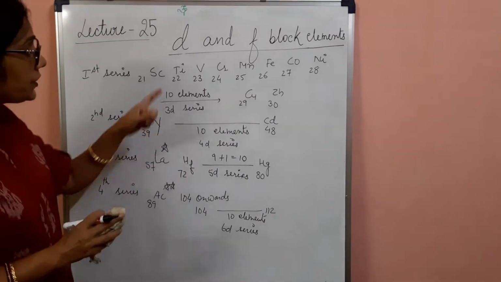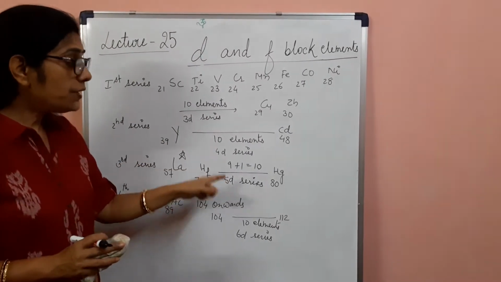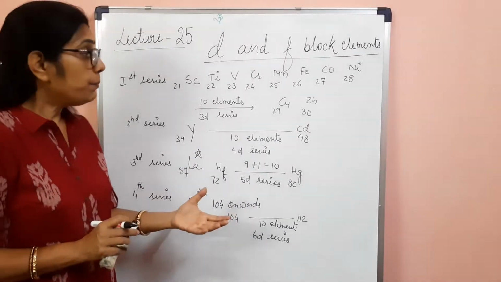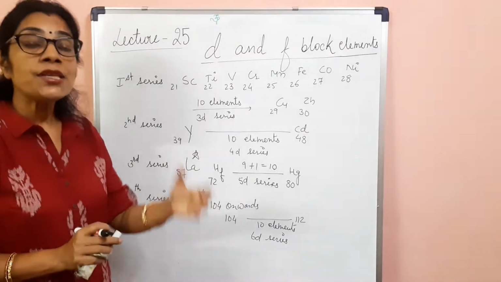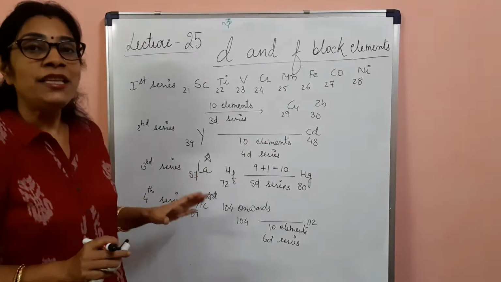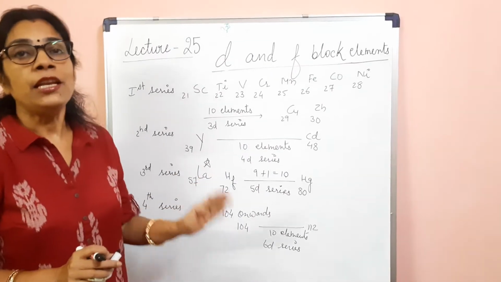So now you can see that each series possesses 10 elements, and why is it so? Because they are D block elements. D can accommodate maximum 10 electrons, so that is why each series contains 10 elements.